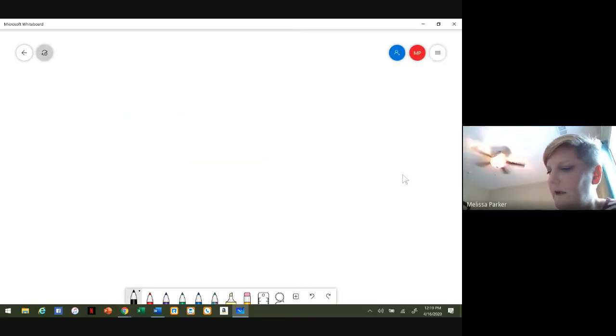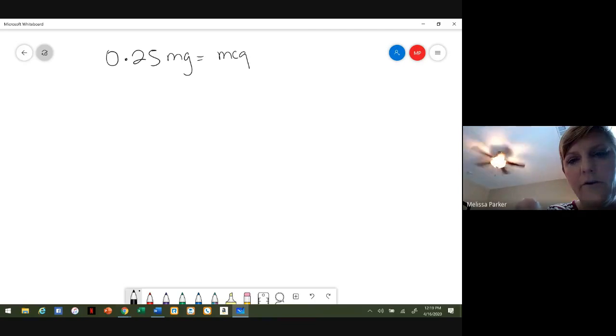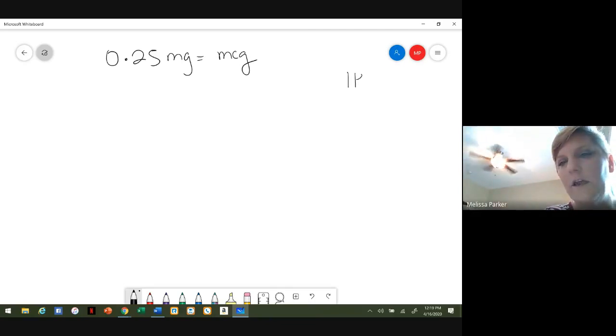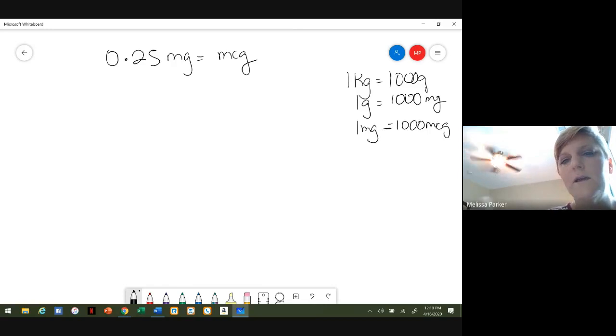So, all right, number 3 says 0.25 milligrams, and we want to get to micrograms. Okay, so again, looking at our conversion, 1 kilogram is 1,000 grams, and then 1 gram is equal to 1,000 milligrams, and then 1 milligram is 1,000 micrograms. Okay, so what unit am I going to set up first?